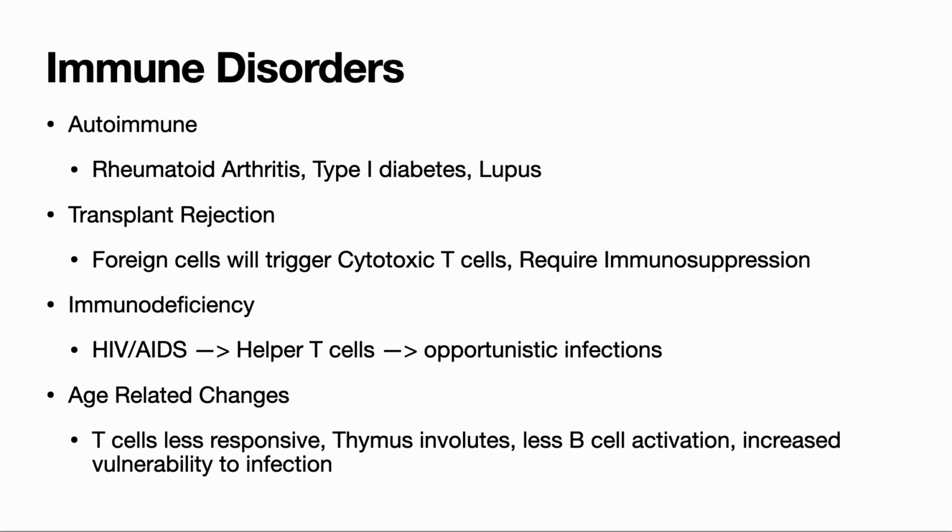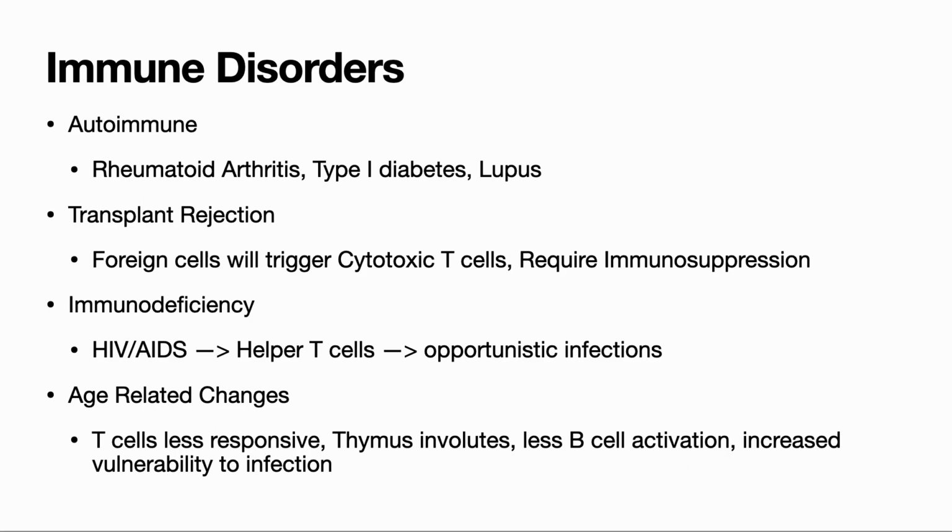Some other immune disorders are going to include autoimmune disorders like rheumatoid arthritis, type 1 diabetes, or lupus. These are all diseases where your immune system is mistaking your regular cells for pathogens or foreign cells, and so it's attacking them, and the consequence are these diseases. Obviously with type 1 diabetes, it's because we're attacking the cells in the pancreatic islets, and as a result, there's not enough insulin being produced.